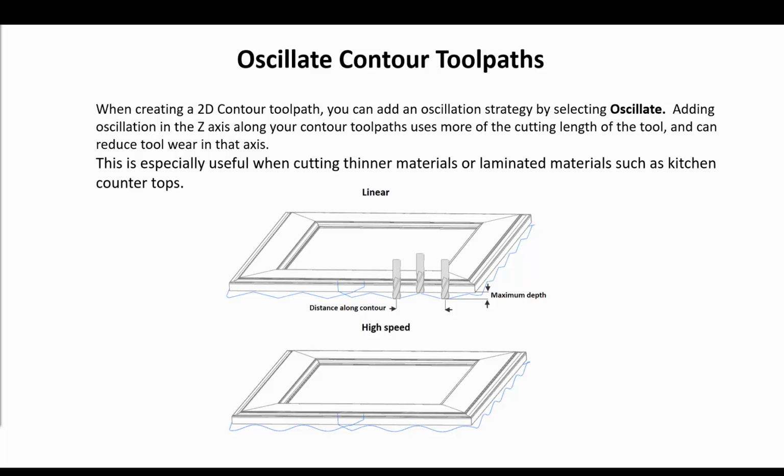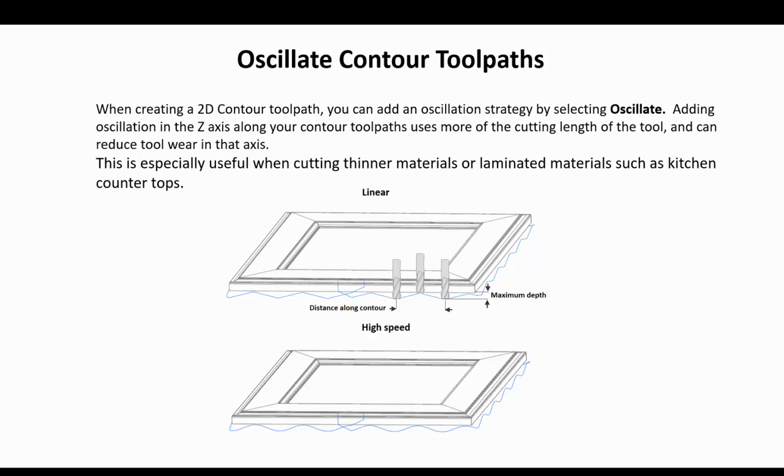Mastercam provides an oscillation strategy for its mill and router contour toolpaths. You can choose a linear, zigzag, or a smoother high-speed oscillation movement. You also define the maximum depth and the distance along contour for the oscillating tool movement. The top of the stock that you enter in the linking parameters page sets the maximum Z height for the oscillating contour toolpath. However, the tool will not exceed the maximum depth that you specify in the cut parameters page.